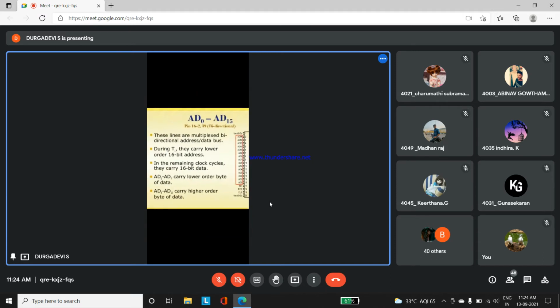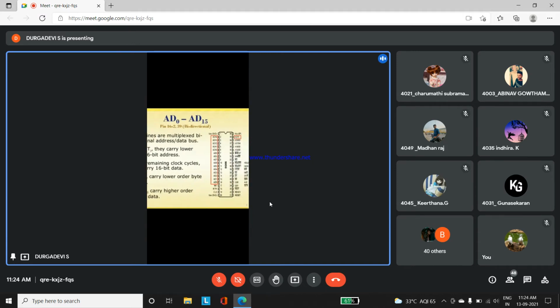Why am I calling this multiplexed? Through these lines, address will also flow as well as data will also flow, but not at the same time. You can ask me, why should we have multiplexed? Why can't we have separate lines? Simple thing. If you have separate 16 lines, instead of 40 pins, you will be having how many pins?